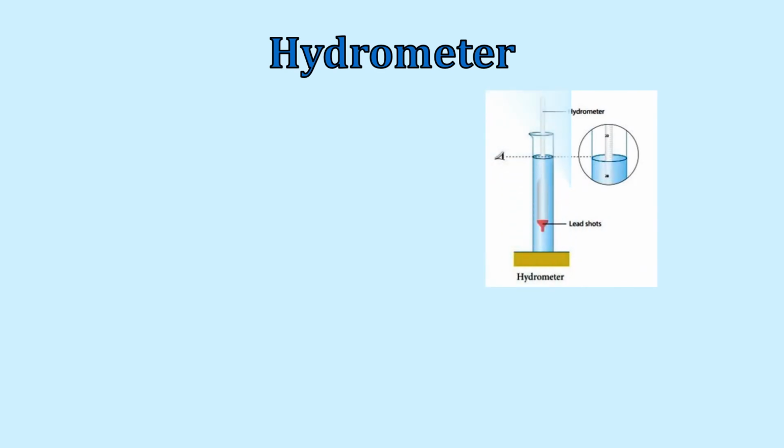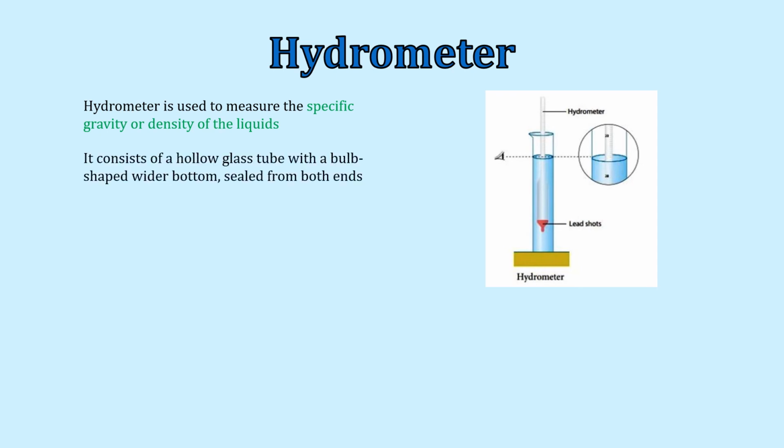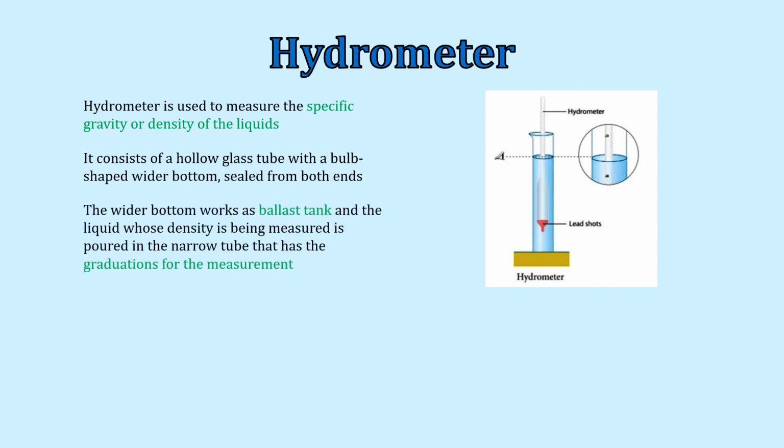The last application is the hydrometer. What is a hydrometer actually? A hydrometer is an instrument that is used to measure the specific gravity or density of liquids. It works on Archimedes' principle. It consists of a hollow glass tube with a bulb-shaped wider bottom, sealed from both ends. The wider bottom works as a ballast tank, and it is usually filled with lead, and the liquid whose density is being measured is poured in the narrow tube that has the graduation for the measurement.